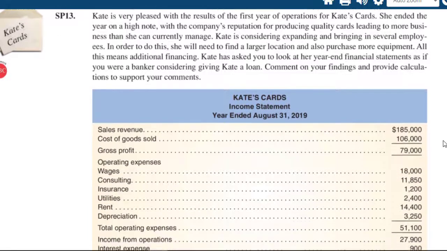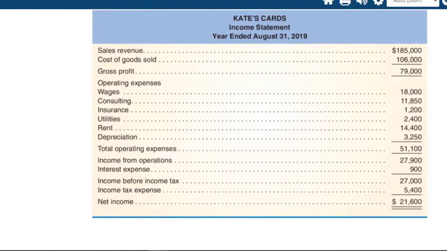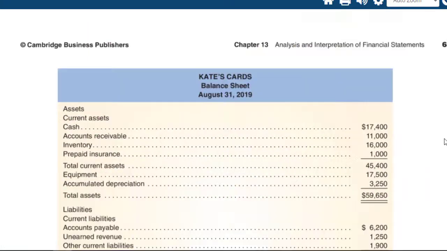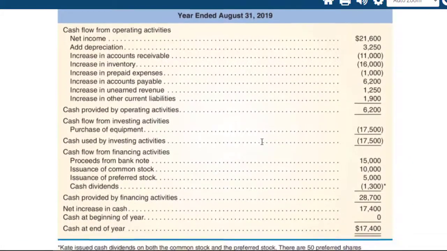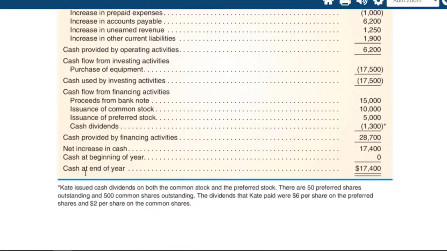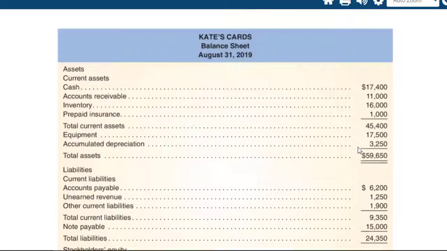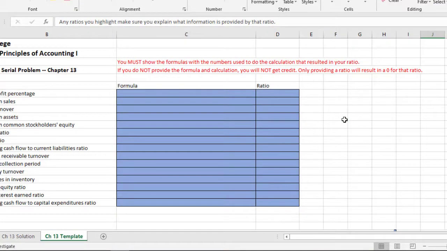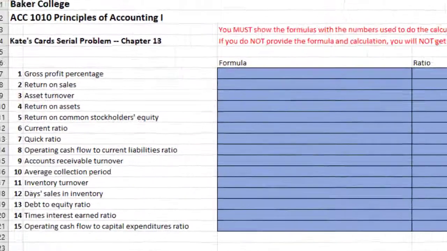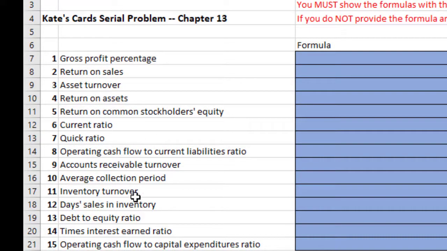They provide us the income statement, a balance sheet, and a statement of cash flow, and then there's some additional information down here that will be useful. So let's go ahead and look at the template. Although it doesn't necessarily specify which ratios to use, the template tells you which ratios to use. There are 15 ratios that you need to calculate using the financial information provided.